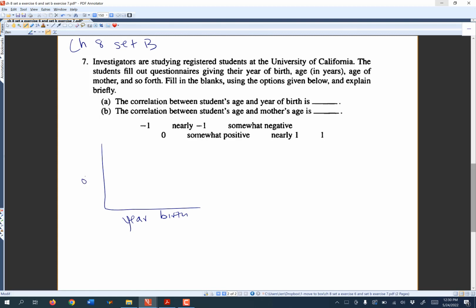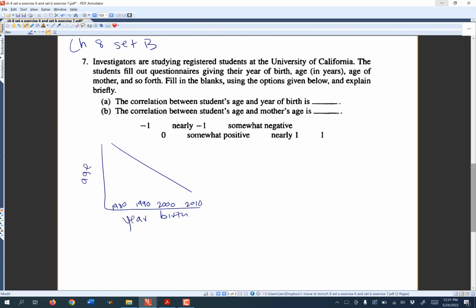Here's my year, here's my age. Let's assume we have kind of a positive slope here. Actually, that wouldn't be a positive slope, would it? It'd be a negative slope. Let's just kind of write some numbers in here. So like if this is 1980, 1990, 2000, 2010, and just kind of try and visualize this for ourselves.